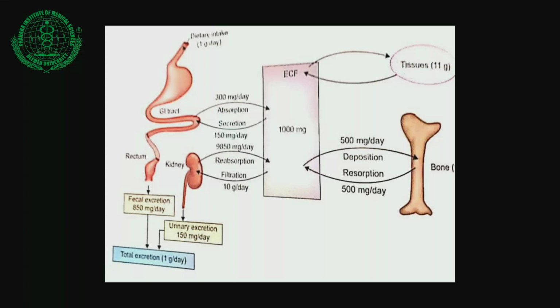So how much calcium is taken, how much is absorbed in the intestine, how much is excreted through the urine, and how much is excreted through the rectum as fecal matter. In the bone, 500 milligrams per day is bone deposition, and resorption is also 500 milligrams per day. In the tissues from the ECF, 11 grams is circulated through them.